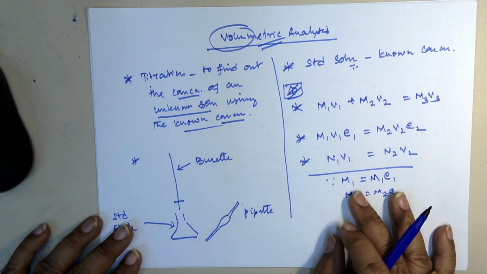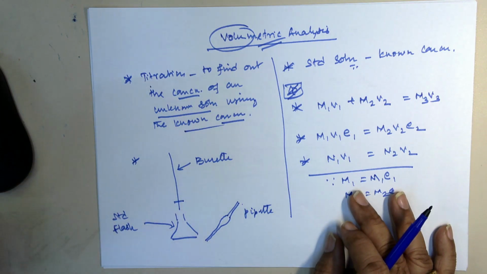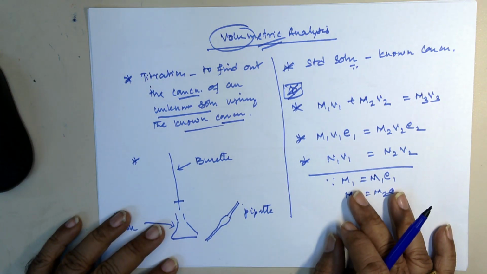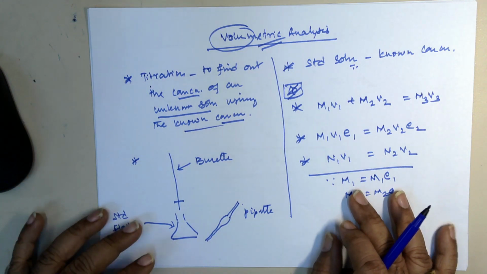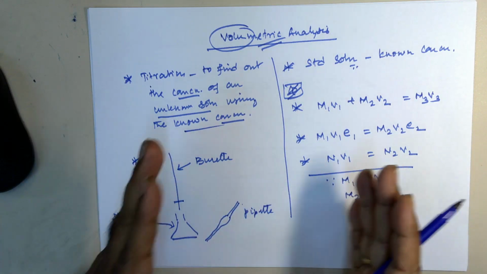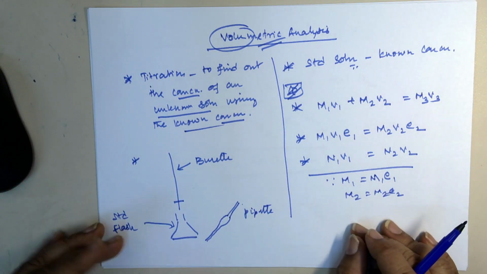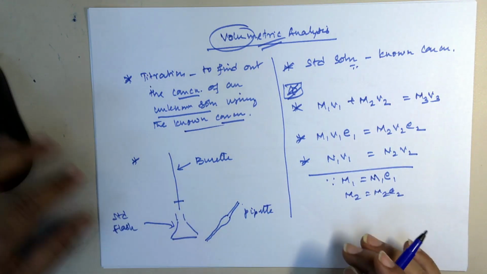What are those? Percentage, which is the preliminary level, and then we have normality, molarity, mole fraction, etc. Here we are using molarity and normality. Let me explain the titration process also.